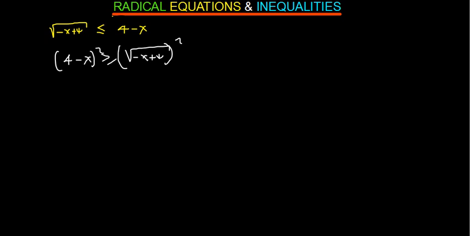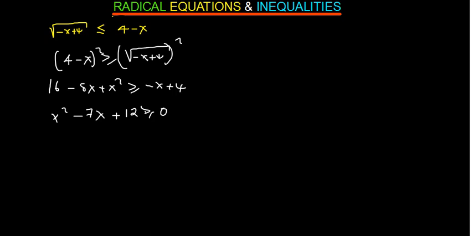So 4 squared is 16. 2 times 4, 8, times negative 8x, and then x squared, to be greater than or equal to, the root and the square cancel, we're going to have negative x plus 4. Take them the other side, I'll start with the x squared. Negative x goes the other side, becomes positive x. So it will be negative 8x plus x to be negative 7x. Then 16, the 4 goes the other side, it will become negative 16 minus 4, that will be positive 12. That will be greater than or equal to 0.